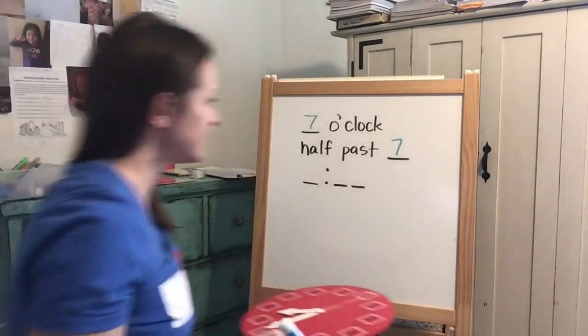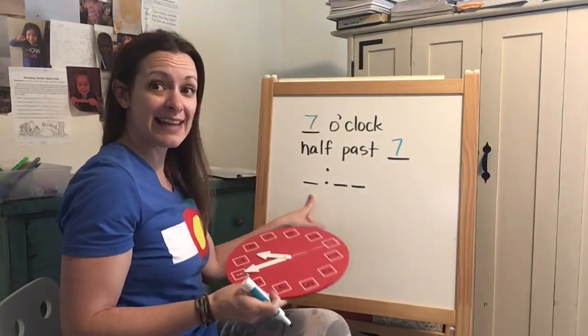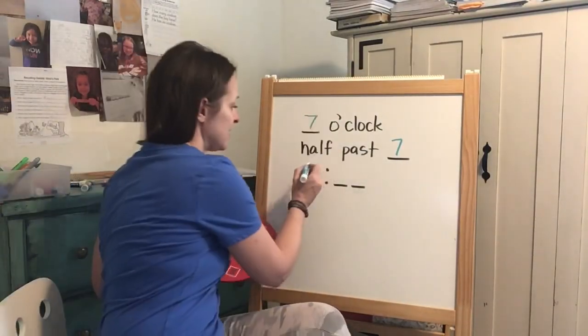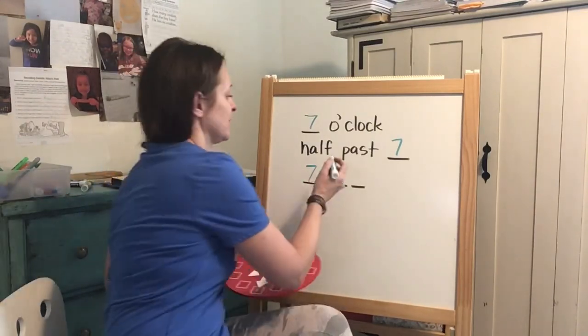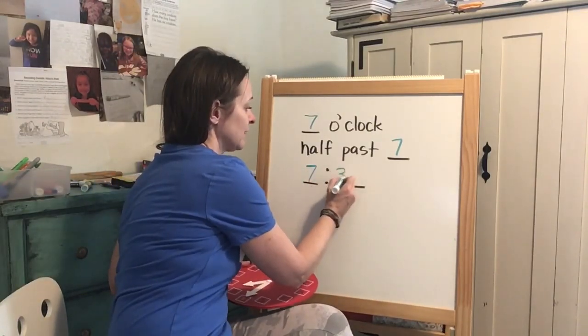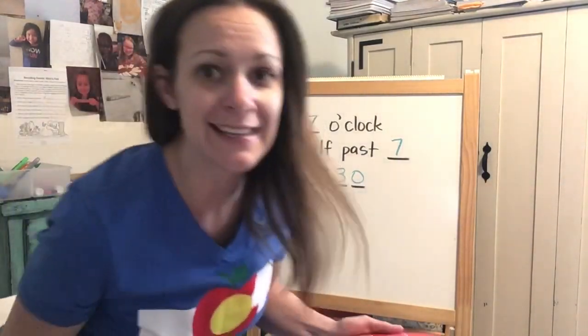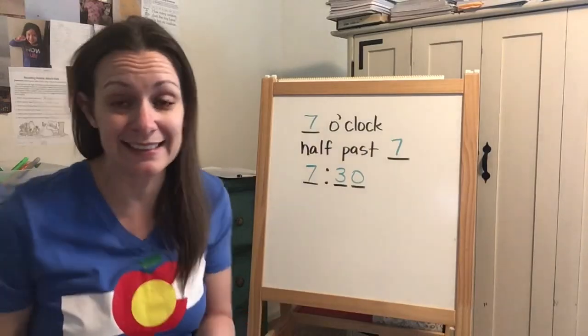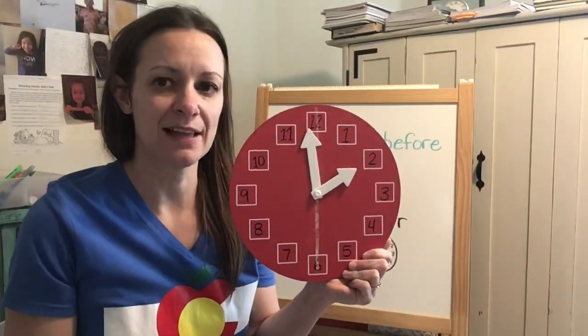So we have 7:30. How would we write that out? We can say it is 7:30. And we write 7, those 2 dots, or colon, is what we call it, 30, because 30 is half of 60, and 60 minutes is an hour. Good job.